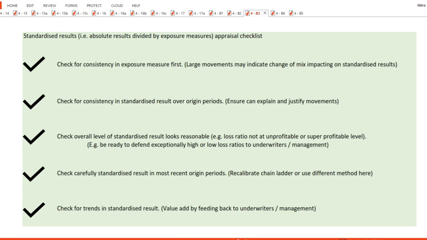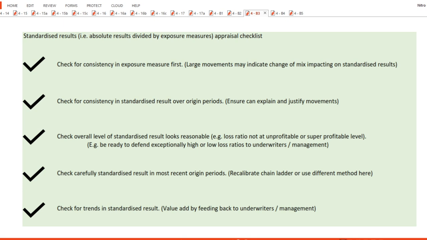Next, we want to check for consistency in our standardised results over origin periods. Can we justify the movements we see, or is there a lot of volatility, which might diminish our trust in our chain ladder model? We should be able to explain or justify what we see here. Then we can see that the overall level of the standardised result is reasonable. When we look at loss ratios, we know that insurers need to make a profit, but we also know that insurance is very competitive. So we should be sure that we trust our modelling when we project exceptionally good or bad loss ratio performance, as it will get a lot of scrutiny when we present to underwriters and management.